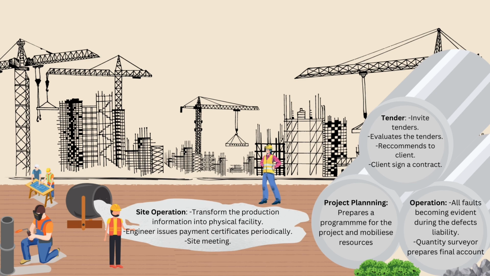Main contractor and subcontractor transform the production information into a physical facility. Members of the design team supervise construction. Architect or engineer issues payment certificates periodically on the recommendation of the quantity surveyor. Architect or engineer arranges and presides over site.